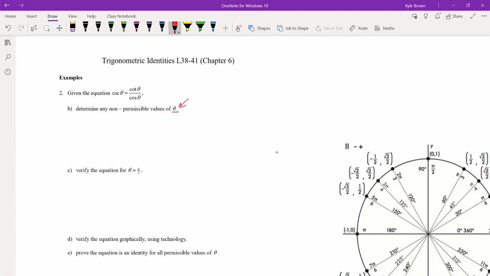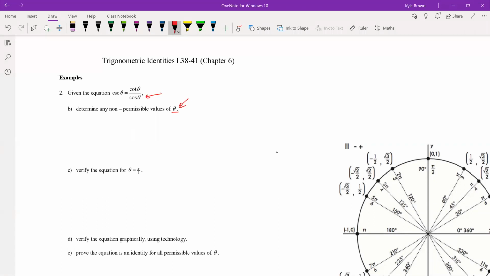So in this unit, there are really only 2 situations where we have to think about non-permissible values. One is that you can't take the square root of a negative, which we're not really doing at all here. And the other is you can't divide by 0. So what we're asking is, when would I be dividing by 0 in any of these cases?